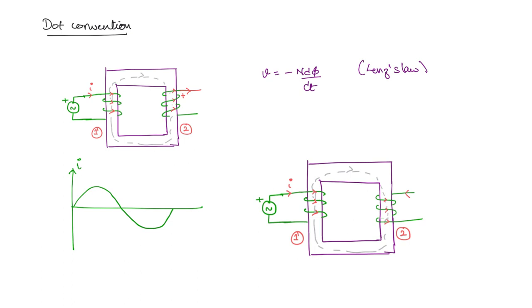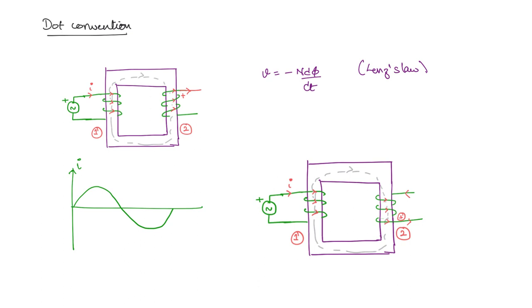Now where will be the positive polarity? The positive polarity will be here because now current is coming out of this terminal. So this will be the positive polarity. Okay. So now where does the dot convention come into picture? Now we have understood that the sense of winding will decide the polarity.